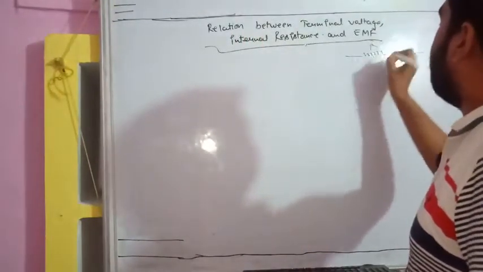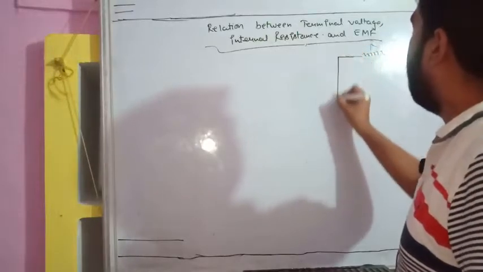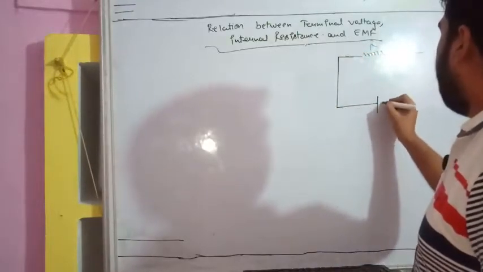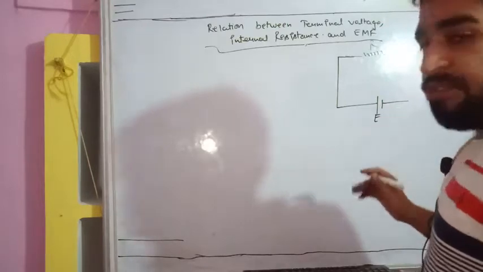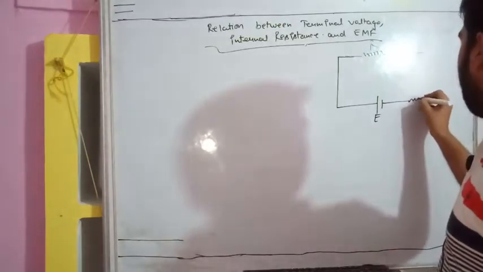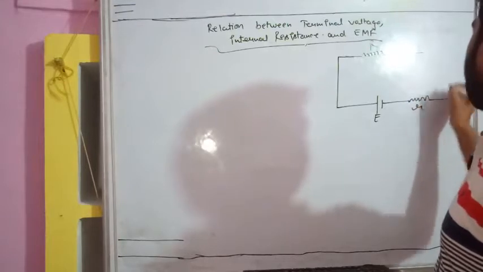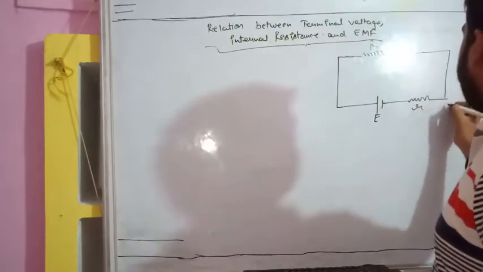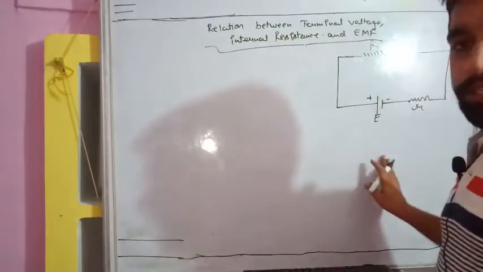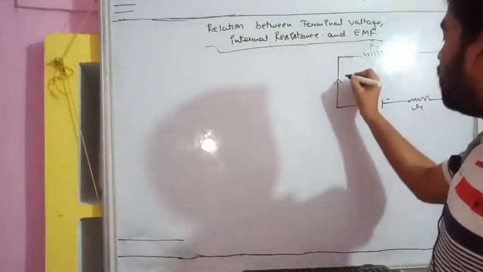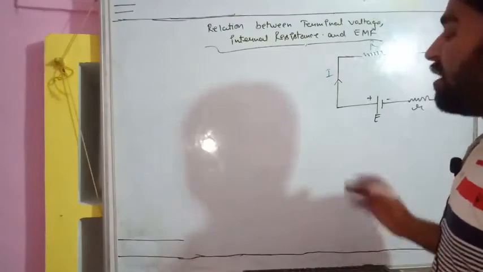Suppose there is one external resistance R which is connected with a cell, and the cell is offering EMF E, along with this there should be an internal resistance r. What should be the direction of current according to this figure? This is higher potential, this is lower potential, so this will be the direction of current.